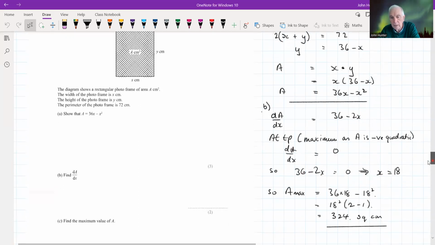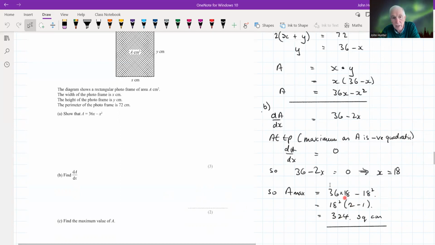Okay. So the actual maximum value is going to be 36 times the value of x at the maximum, minus 18 squared. This is 2 times 18 squared, so that's why I've just rewritten it like that. Perhaps slightly easier. And that's giving us 324 square centimeters. So maximum value is 324 square centimeters.